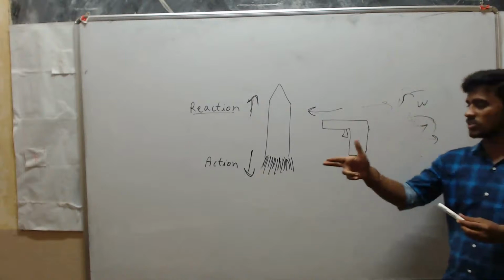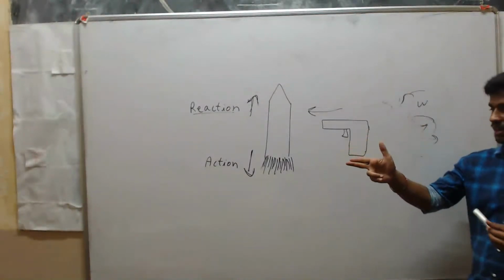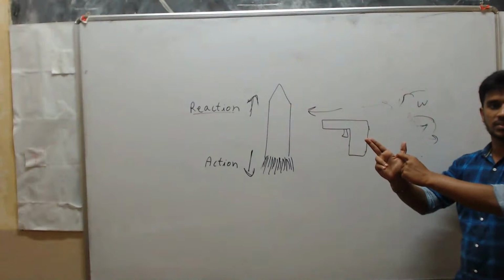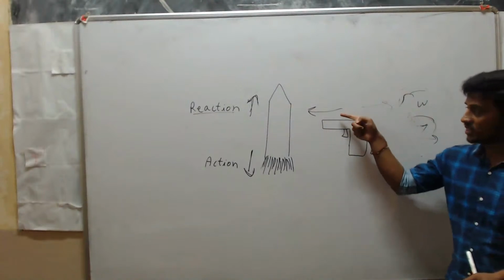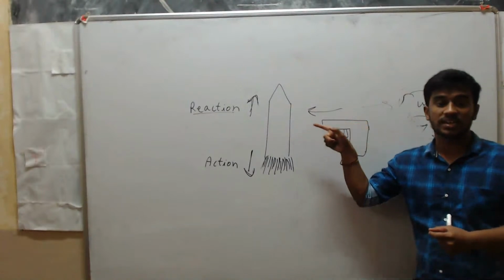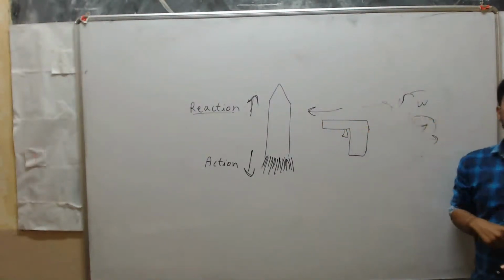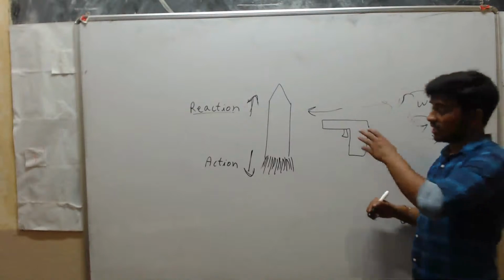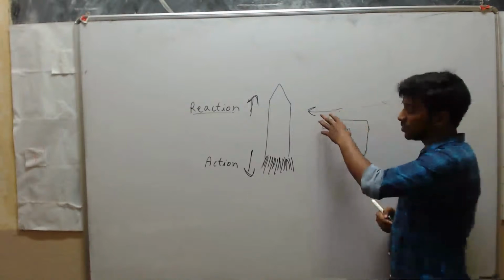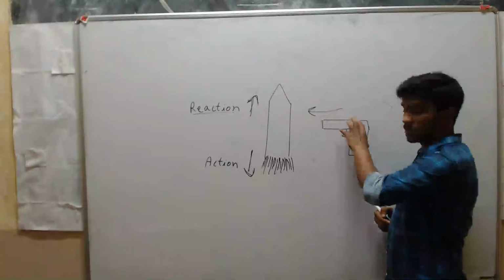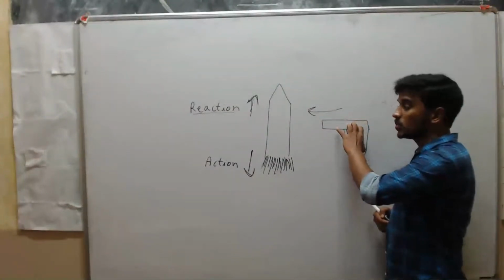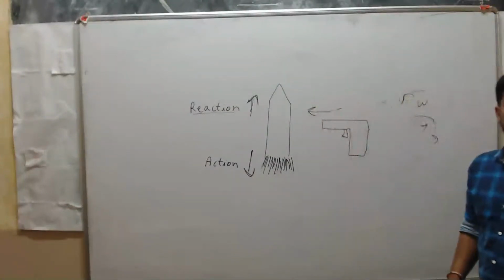Moving means what? When you fire, the gun will come back like this. So the bullet is moving in this direction. That is the action, and this gun will move in this direction, right? So that is the reaction. That bullet, while leaving, will apply a force on the gun, and the gun also applies the same amount of force on the bullet.